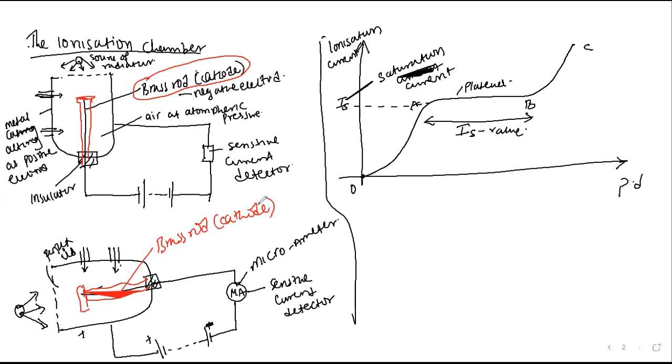Those are the differences between this one and the other one. The other one is made of a thin wire anode. This one is made of a cathode rod. They ask you for the differences between the two. We need to have them stated.